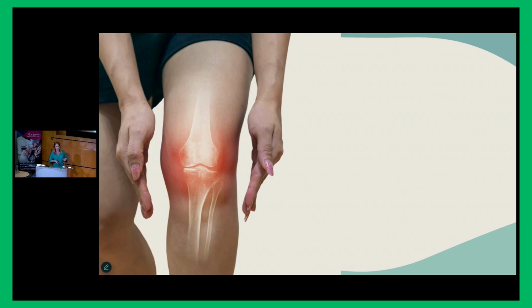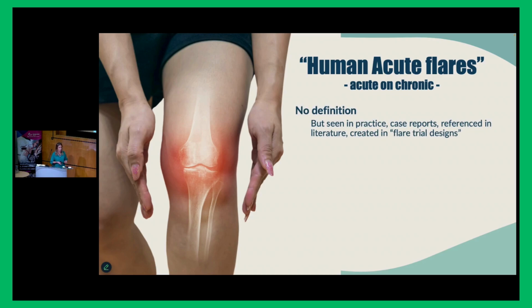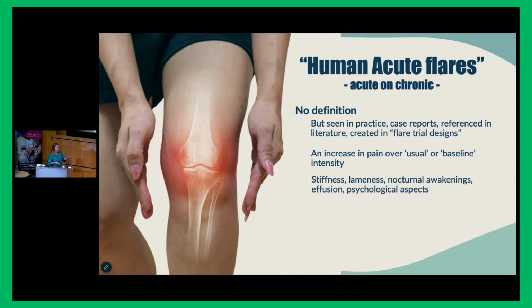In the human literature, there is a bit more than we've got, and it's worth considering. A problem that the human literature has is that they still haven't come up with a definition of what really classifies an acute flare. We know they exist. We see them in practice. They have case reports. We even create acute flares so that we can do drug trials. But what is an acute flare, and how do we actually qualify it? We know it's an increase in pain over the usual or baseline pain, but how are we going to really define what is a flare so that we can study them?